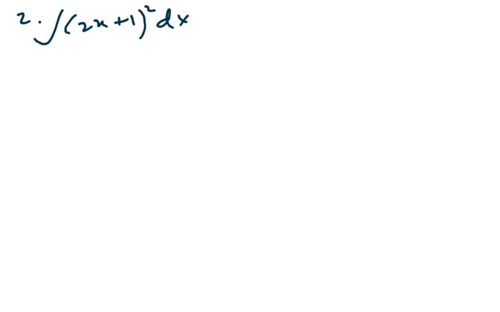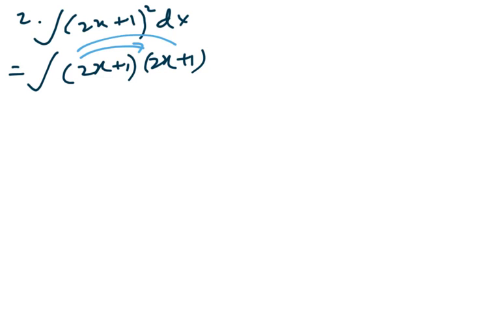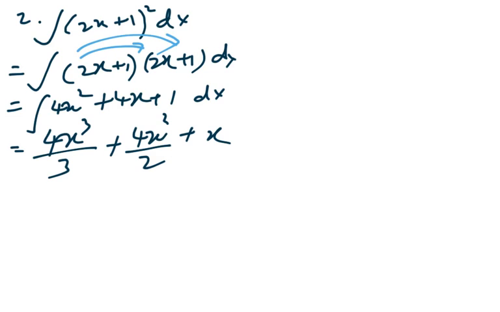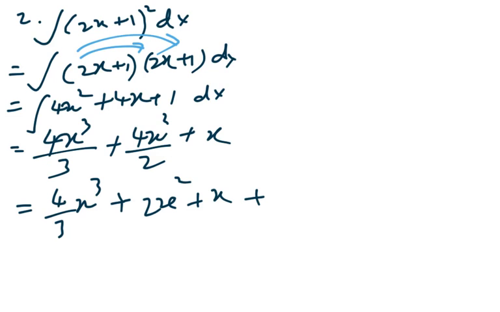Let us move on to this question. Expansion is needed: (2x + 1) and then (2x + 1). When you expand, 2x multiplied by 2x, 2x multiplied by 1, and so on. Hence you will get 4x^2 + 4x + 1 dx. So start your integration: 4x^3/3 plus 4x^2/2 plus x. Make sure that you simplify the whole thing. So 4/3 x^3 + 2x^2 + x + c. This will be your final answer.